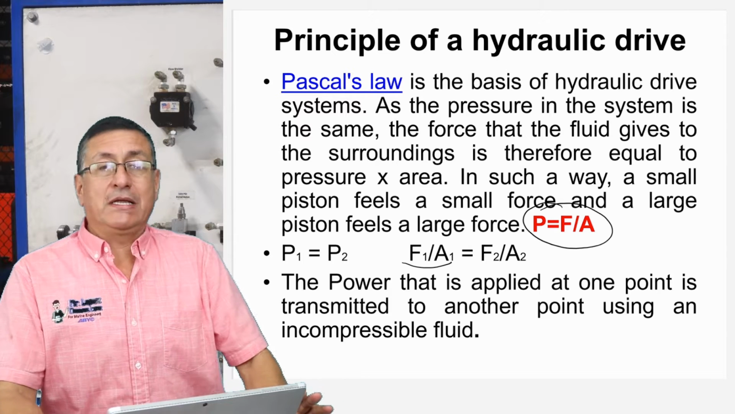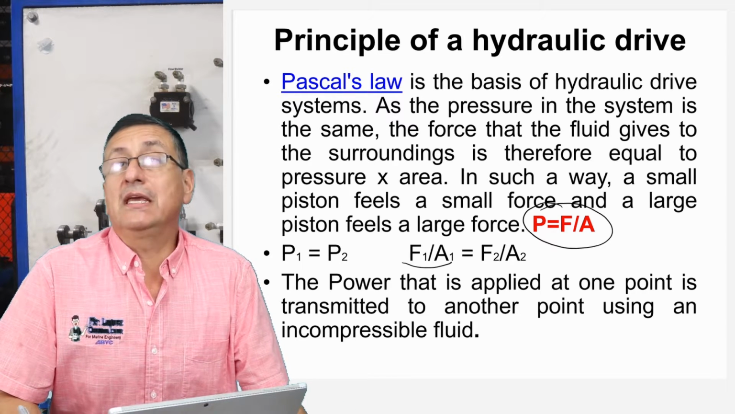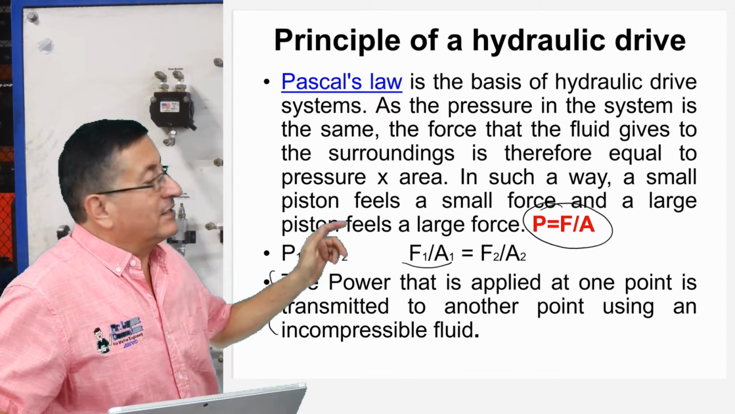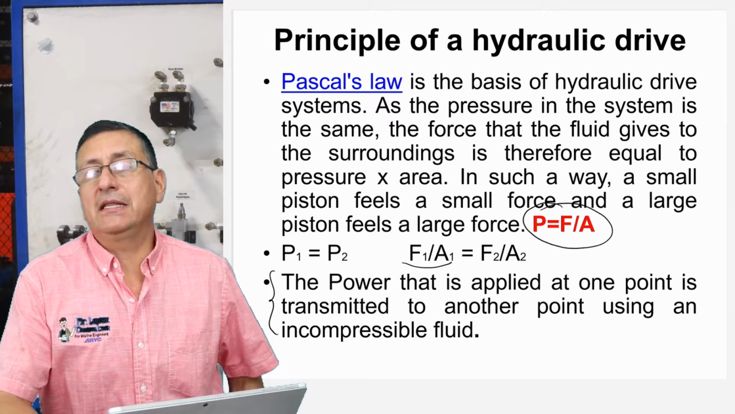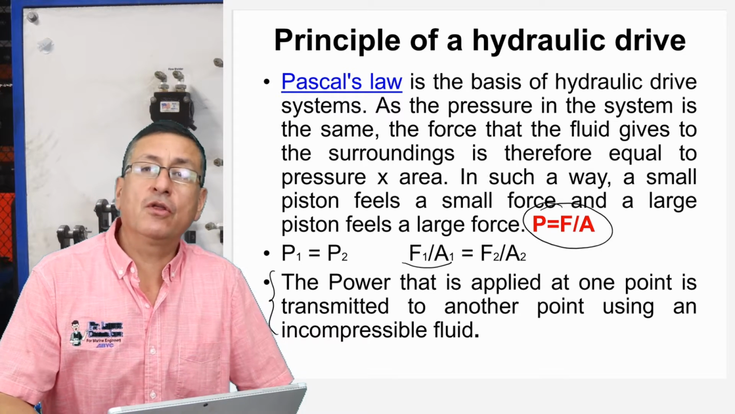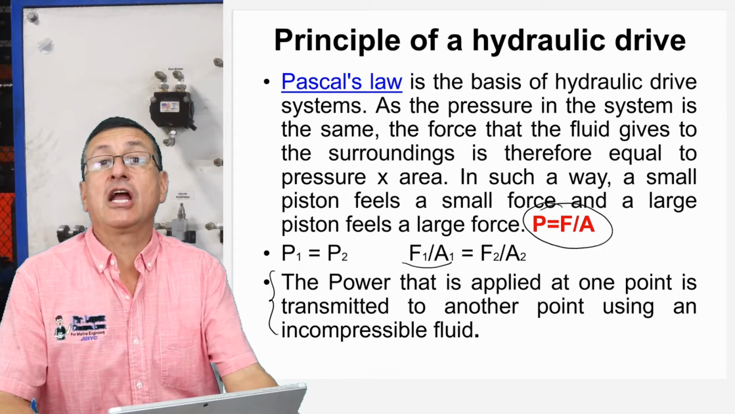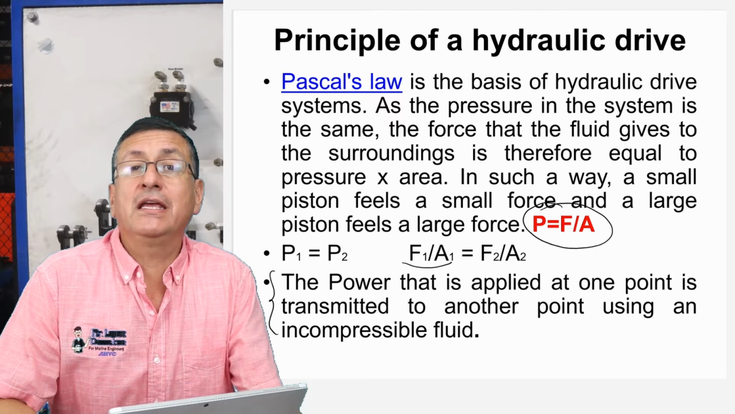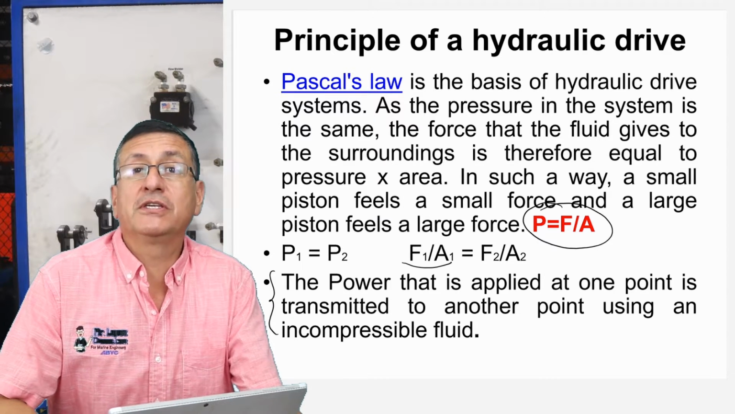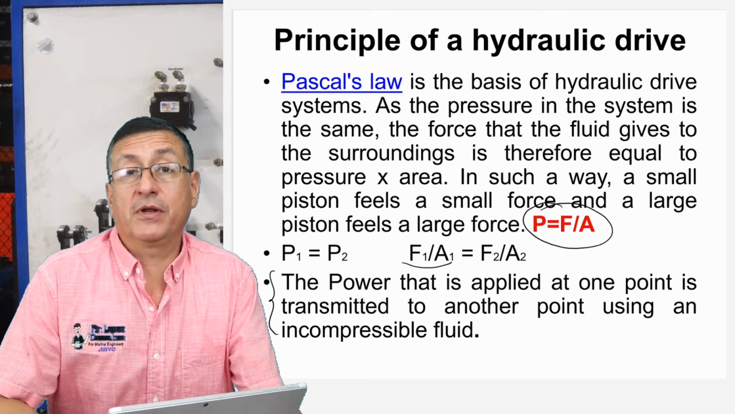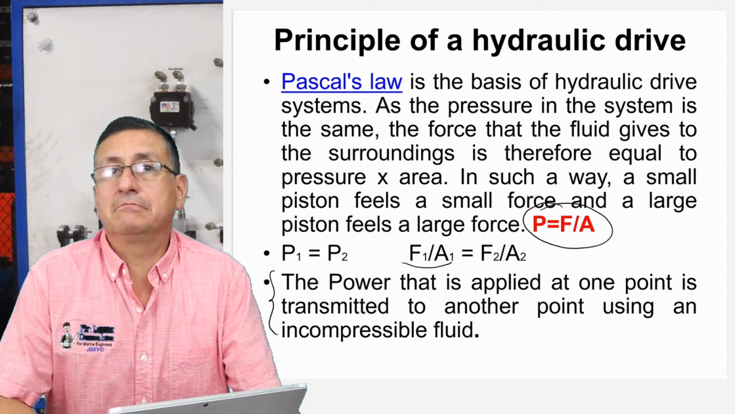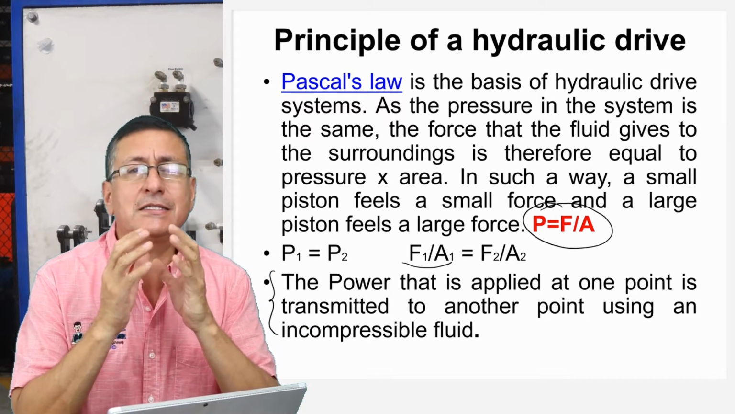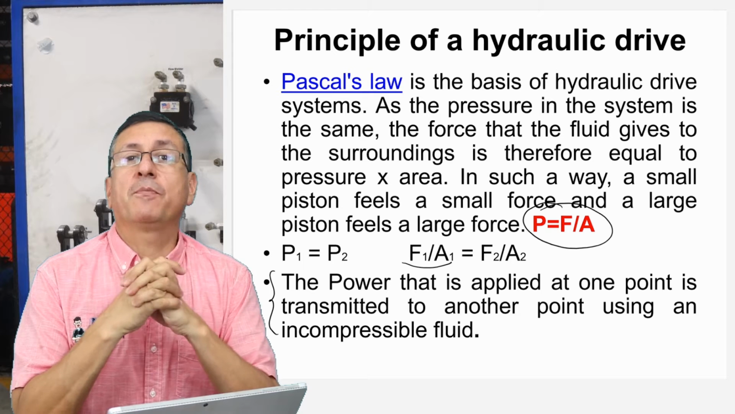Okay, but the secret, once again, in those hydraulic circuits is the fluid. Let me check the last sentence of this slide. The power that is applied at one point is transmitted to another point using an incompressible fluid. Remember, in the previous episode, we explained the difference in between compressible fluids and incompressible fluids. The incompressible fluids are fluids that are practically impossible to compress. The hydraulic fluid is considered incompressible fluid, but it's not a perfect incompressible fluid.